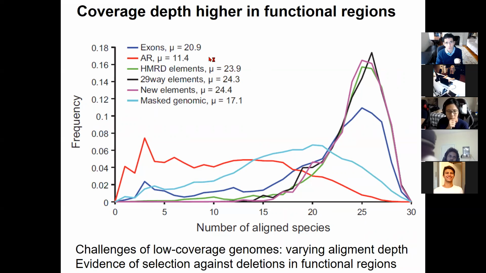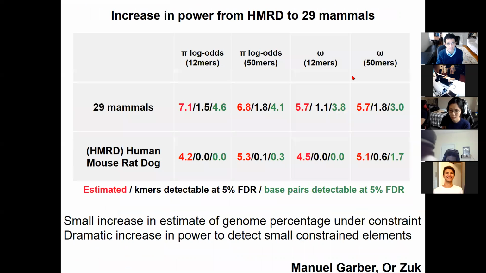So you can use the overall coverage depth as an additional measure of constraint. And if you look at elements that were conserved across 4 mammals, you can see that they're much more aligned across the 29 mammals. And then these new elements that we're discovering are also very highly aligned and also highly constrained. And right now we're only using the constrained signal, but there's additional residual signal left in the presence or absence of an alignment at that particular location.